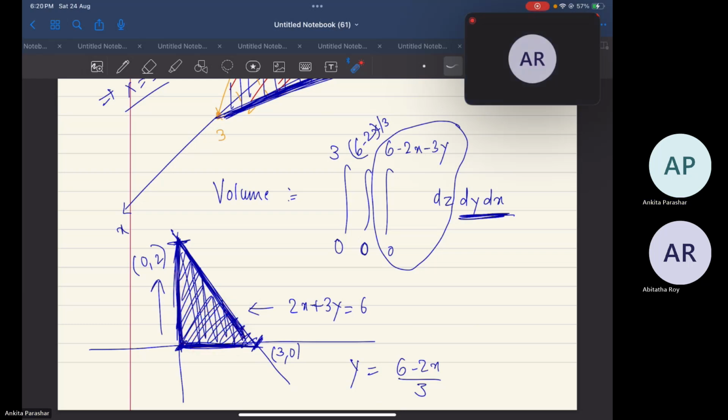Yeah, correct. Of course, if you go to y equal to 2, then x will be 0. If you go to y equal to 0, you will get x equal to 3.